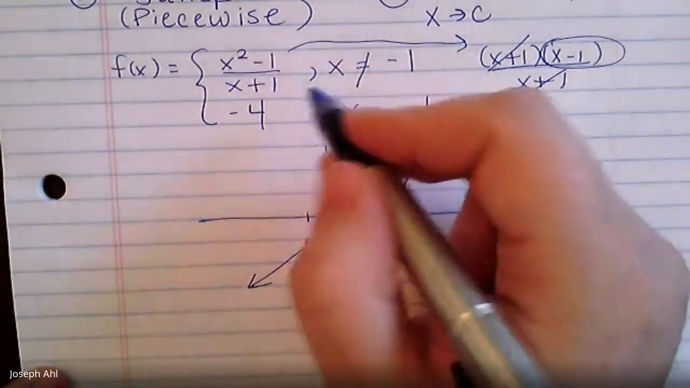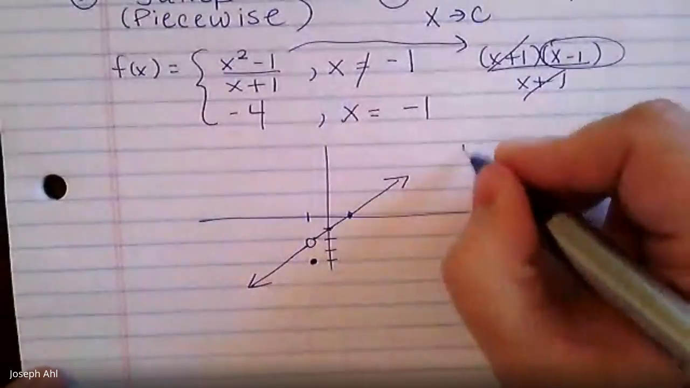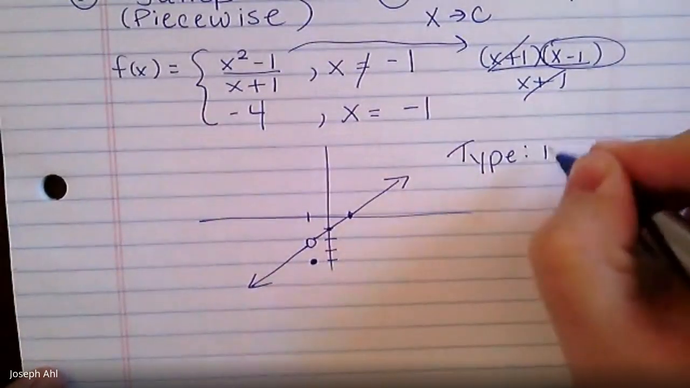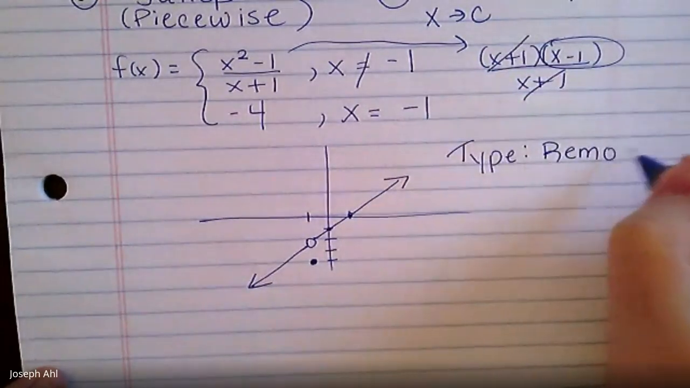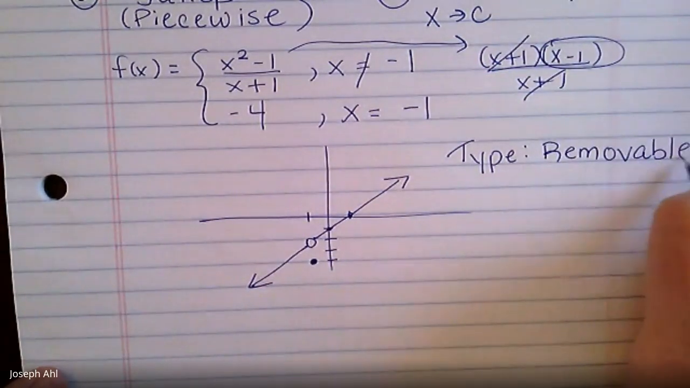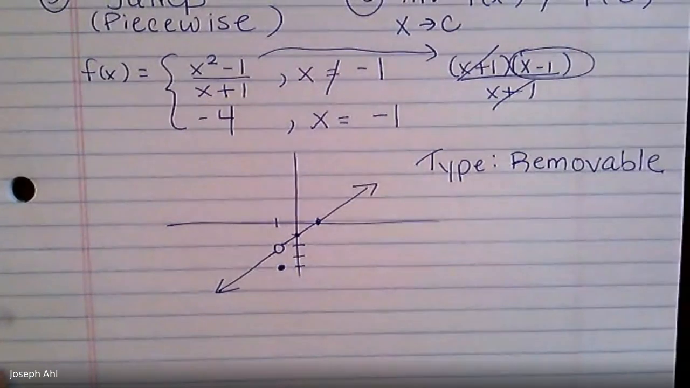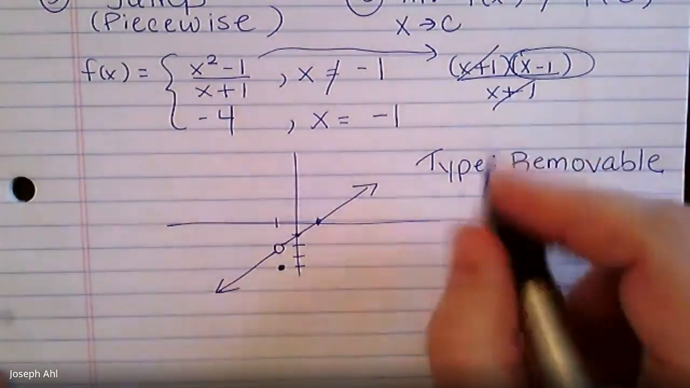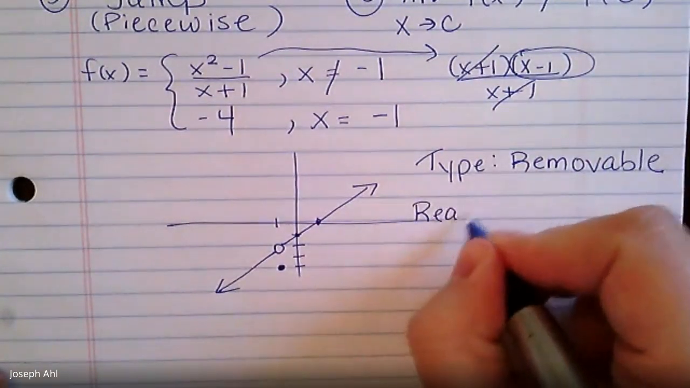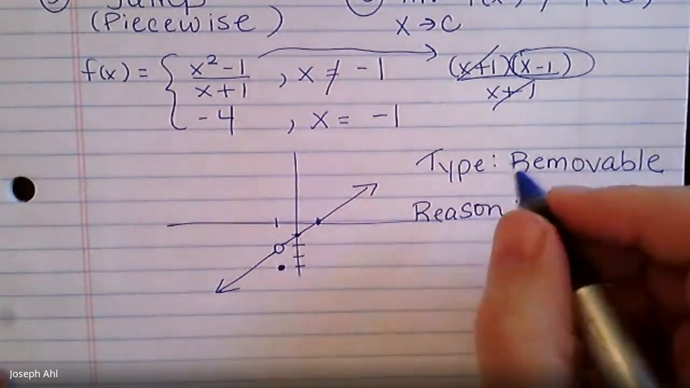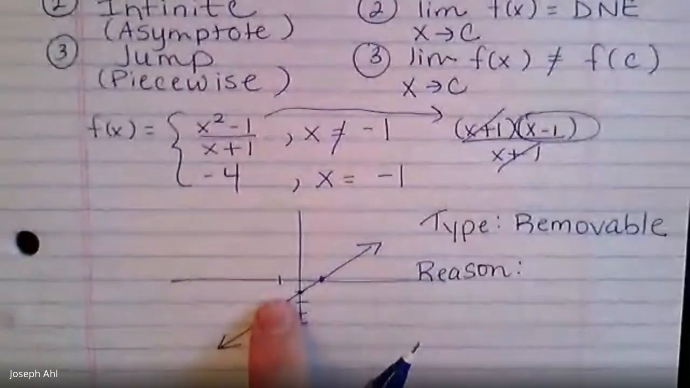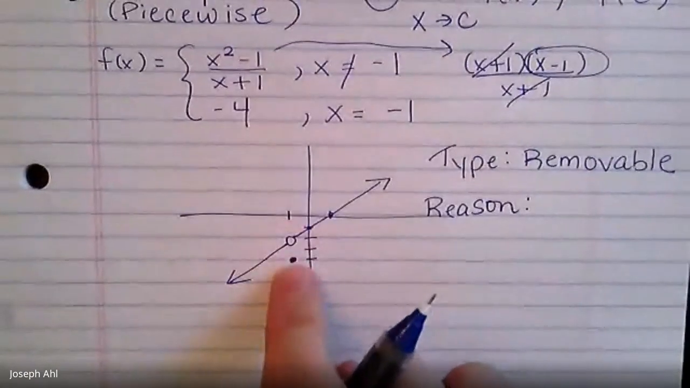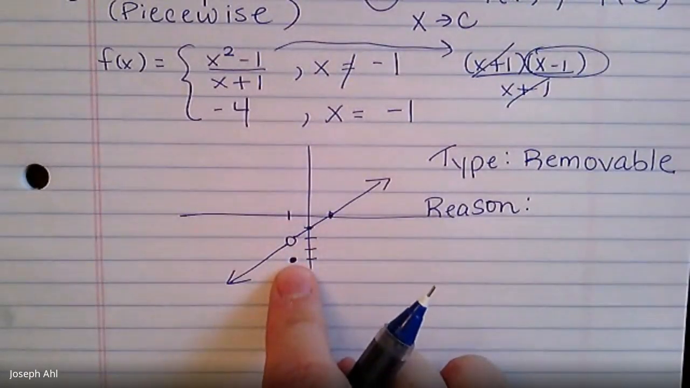So based on this graph and based on the original definition of f of x, what type of discontinuity do we have? Well, based on the fact that we factored and removed this factor of x plus 1, we're going to say it's a removable discontinuity. And then if I ask you, what's the reason why we're discontinuous? Let's look at our three reasons. Does f of c exist? Yeah, f of -1 has a value. f of -1 is going to be -4.